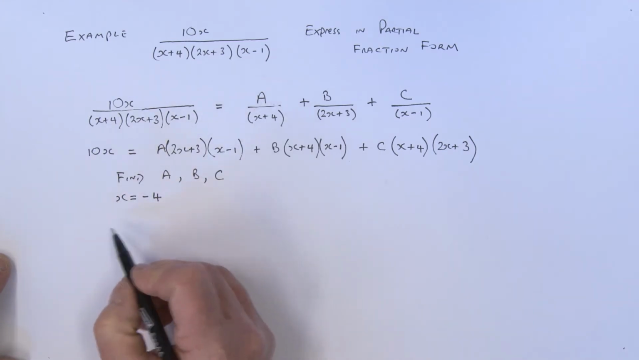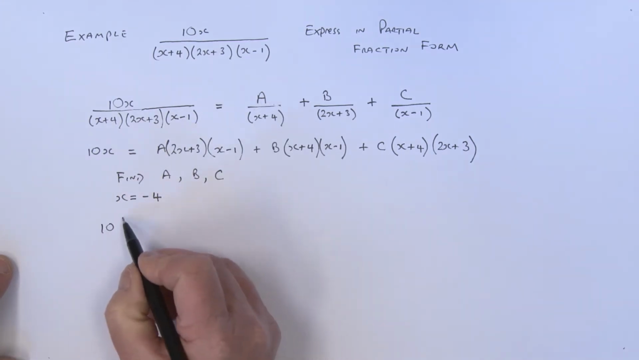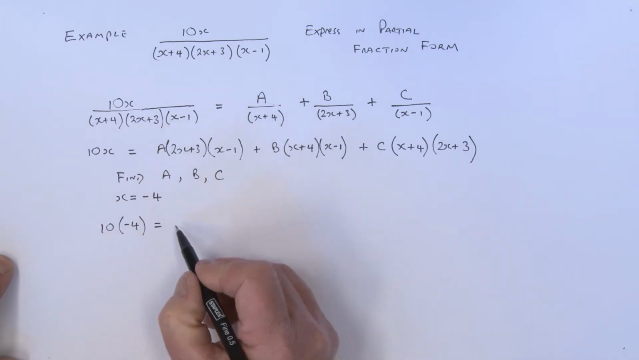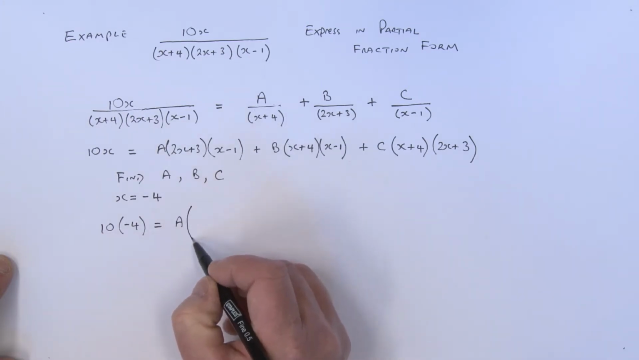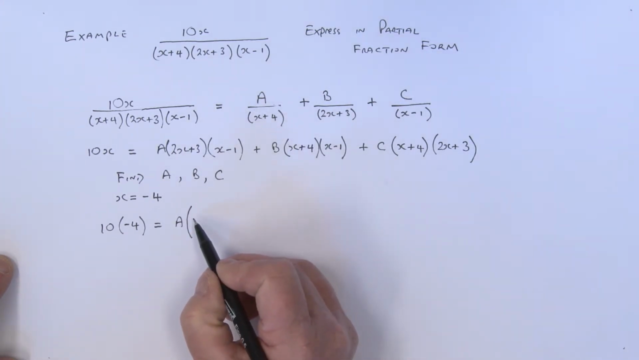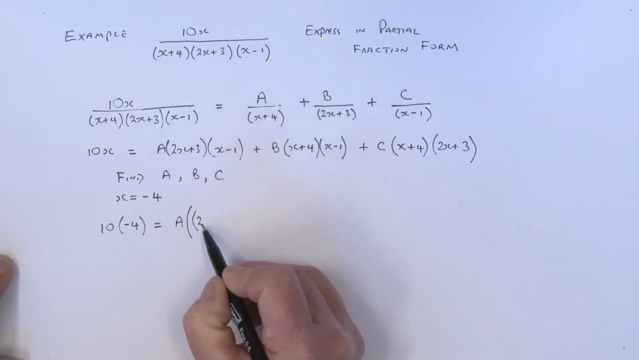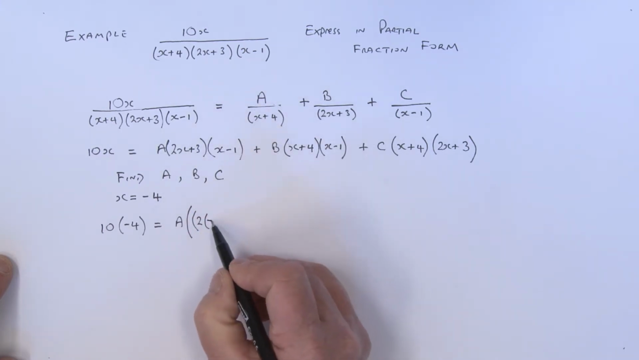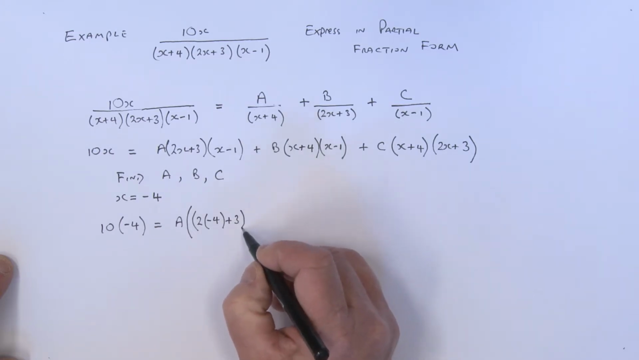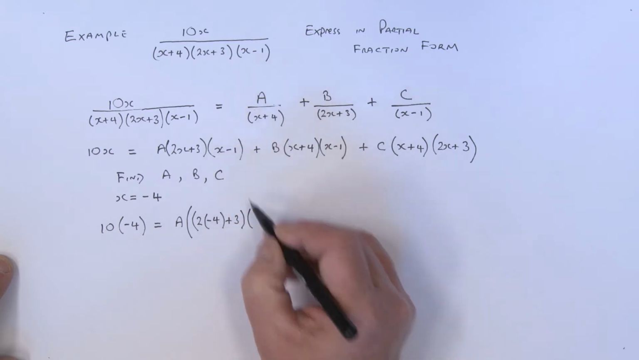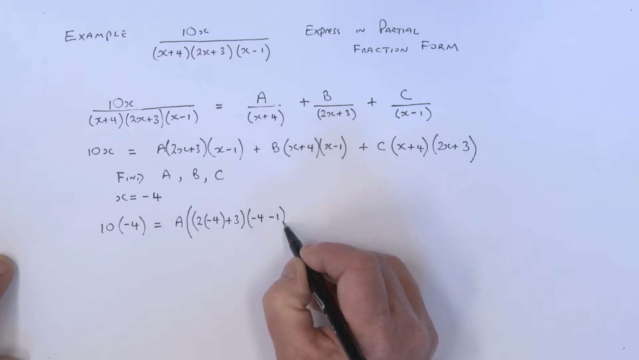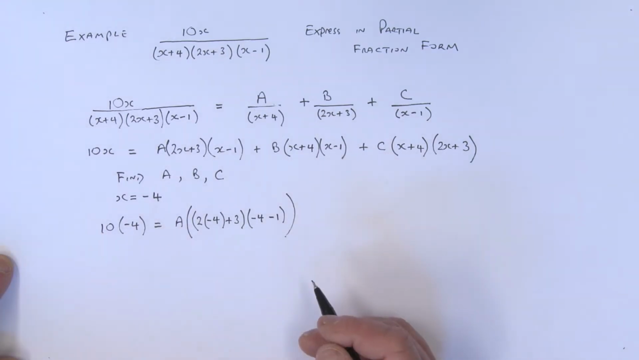So let's do this. We've got a 10, and that's going to be x multiplied by minus 4. That is equal to what? That is an a. Let's open up a bracket here. What have I got in this particular bracket? I'll open up another bracket. I've got a 2, times the x, which is minus 4, plus the 3. Close that bracket. Then I've got the next x, which of course is minus 4, minus 1. Close that bracket over there.